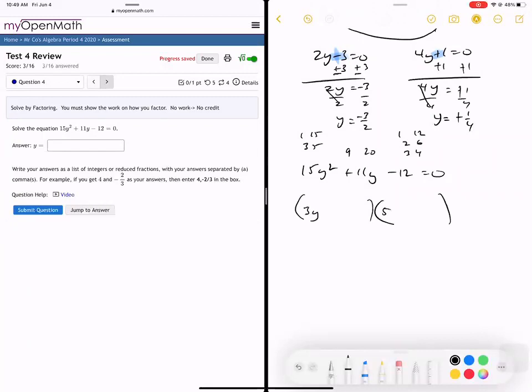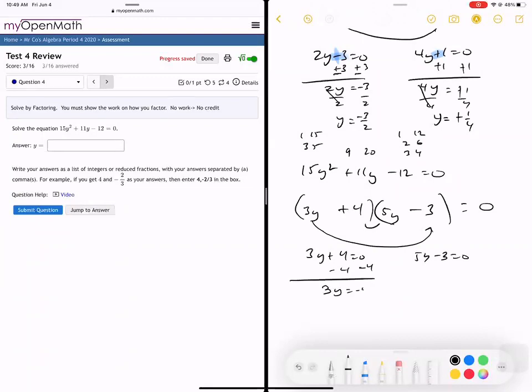3y, 5y, and then make sure you write the right connection. We said 3 times 3, and then 4 times 5. We need more positive, so the 4 times 5 is 20. That's going to be positive, and the 9 is going to be negative. 3 times 3 is 9, it's going to be negative. 3y plus 4 is equal to 0. 5y minus 3 is equal to 0. Now, this is from right when we started school. And hopefully you guys are a lot faster at this.